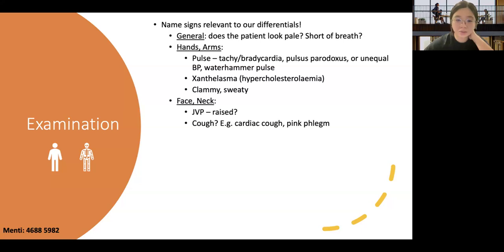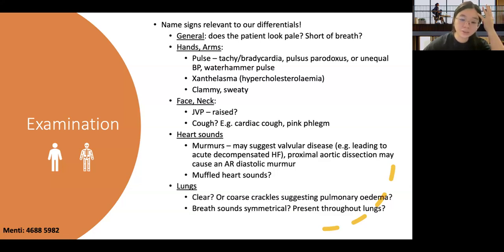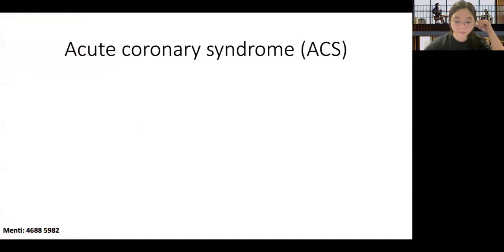You can also have a cough. Untreated heart failure causes a pink phlegm because of the blood that's in the phlegm. So heart sounds, just auscultating for any murmurs or muffled heart sounds for tamponade. You also need to listen to the lungs for any fluid as well, because that would suggest some sort of failure in the left ventricle. And also feel for sacral and pedal edema.